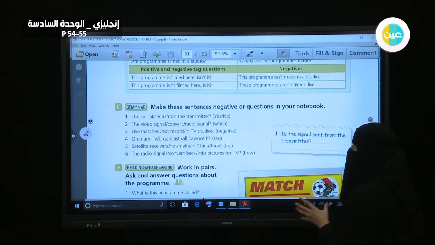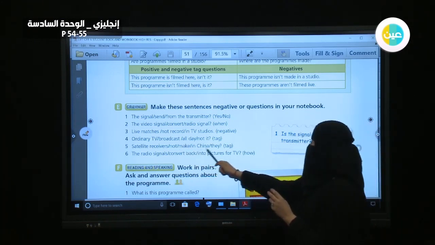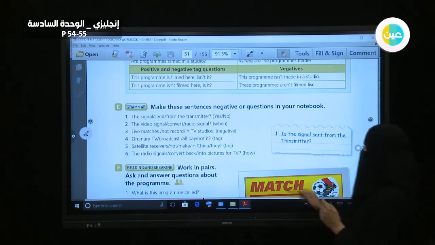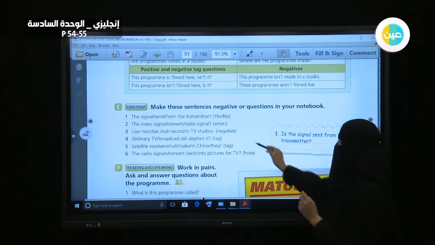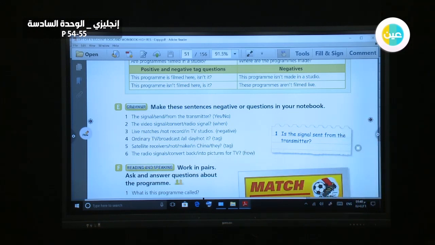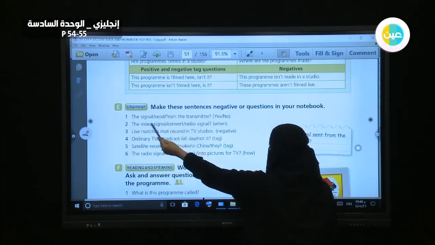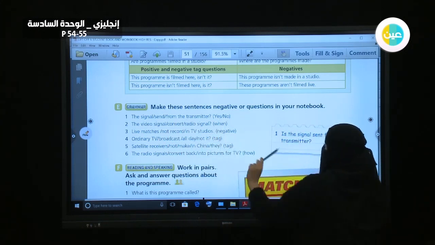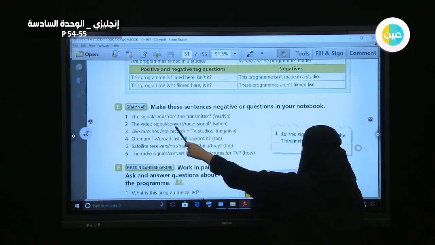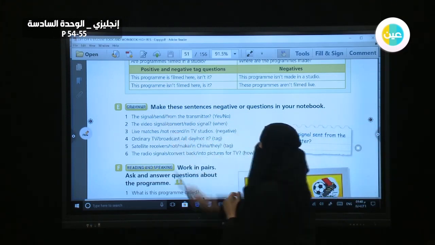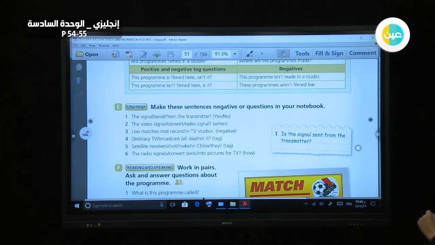Satellite receivers not made in China, so we will make a tag question. The radio signals converted back into pictures for TV. WH question, we are going to use how. Okay, for example, number one, the signal sent. We have send as the verb here. So, the signal is sent from the transmitter, yes/no question. Remember to start with is or are, the auxiliary verb, and make the verb the third form, the past participle. So the past participle of the verb send is sent.